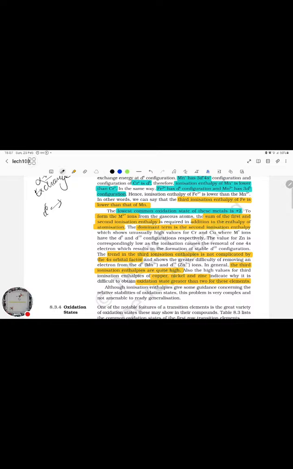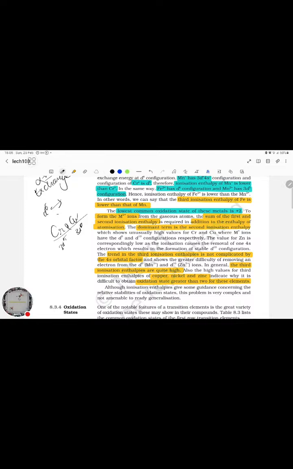From the gaseous atoms, it forms the M2 plus ion. To form the M2 plus ions from the gaseous atoms, the sum of the first and second ionization enthalpies is required in addition to the enthalpy of atomization. So after atomization, for making it an M2 plus ion, we will require the first and second ionization enthalpies. The dominant term is the second ionization enthalpy, which shows unusually high values for chromium and copper. So for chromium and copper, the energy you have to give as input for atomizing them and forming an M2 plus ion will be dominated by the second ionization enthalpy, as chromium and copper will have d5 and d10 configurations respectively at this particular moment.